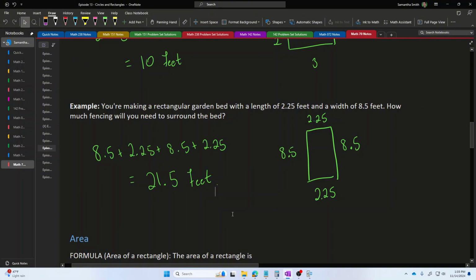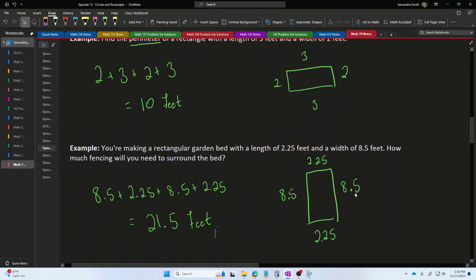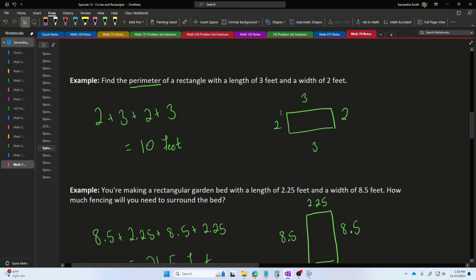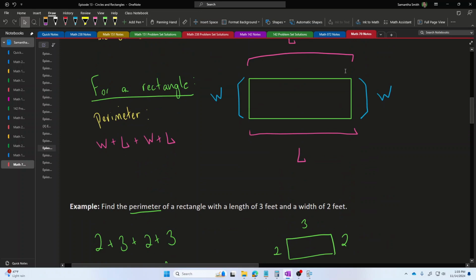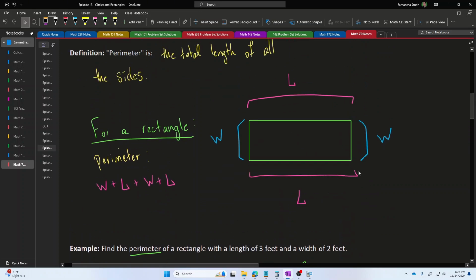So this is how we calculate perimeter. Perimeter can be calculated just by adding up the lengths of all the sides of your object. And for specifically a rectangle that has 4 sides, where the sides are in pairs of equal length, you just have to add together the 2 lengths of the rectangle with the 2 widths of the rectangle.